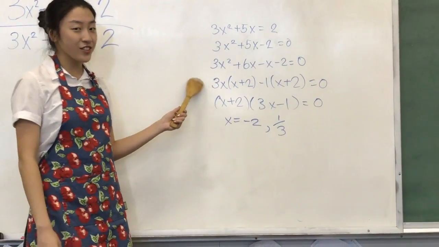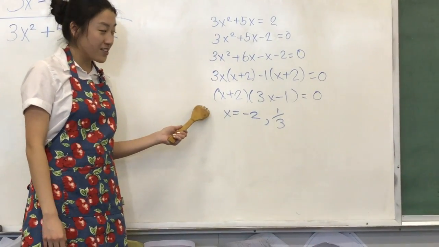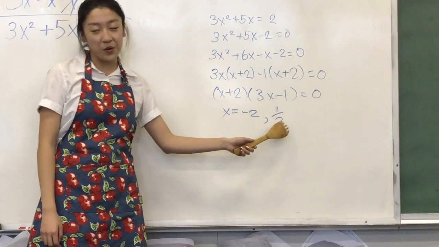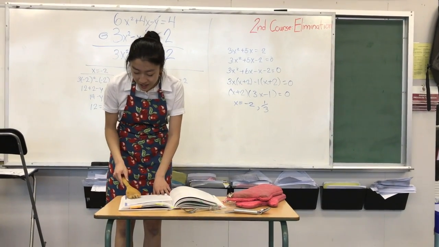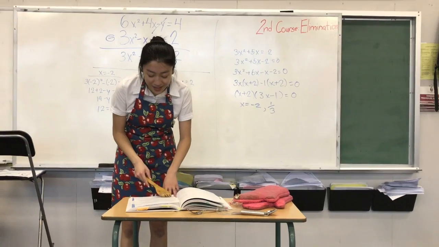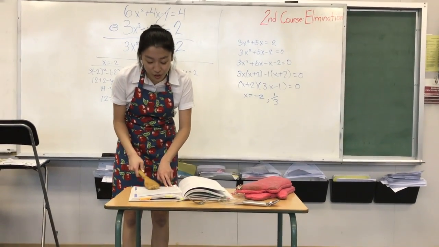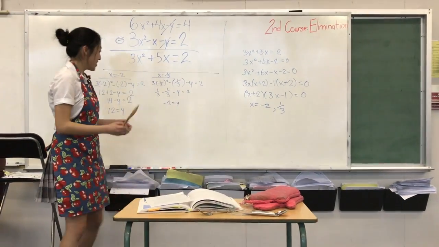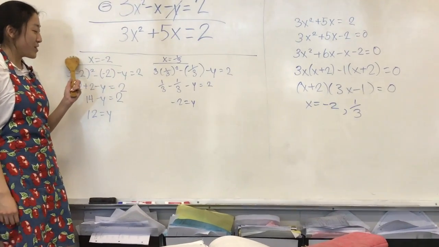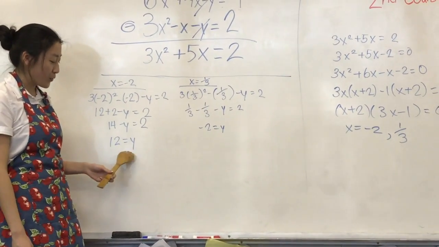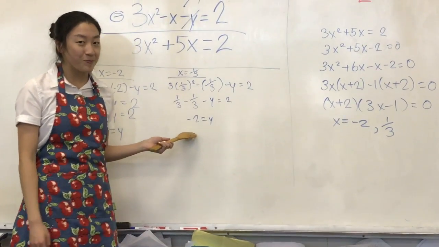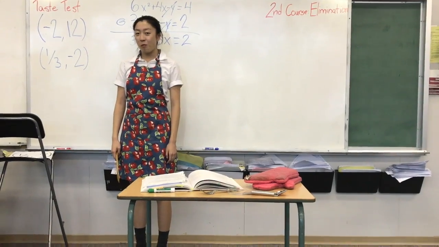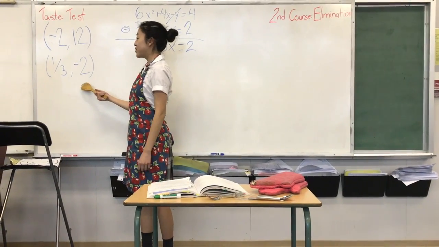Don't forget to factor. Our solution x's are -2 and 1/3. Okay. Step 5. Substitute these values into the equation 3x squared minus x minus y equals 2 to determine the values for y. For x equals -2, y equals 12. For x equals 1/3, y equals -2. And these are our final solutions.